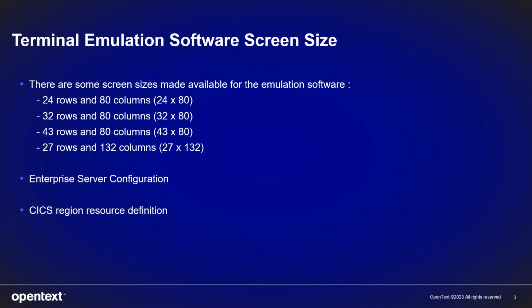There are some screen sizes made available for the emulation software. They are 24 rows and 80 columns, which is the most common, 32 rows and 80 columns, 43 rows and 80 columns, and 27 rows and 132 columns. On the next slide, we will discuss how to configure Enterprise Server and Kix region resource definition to have 27 rows and 132 columns screen size enabled.